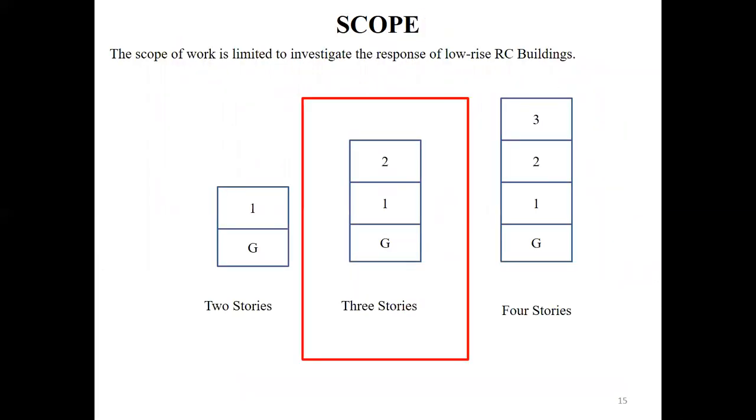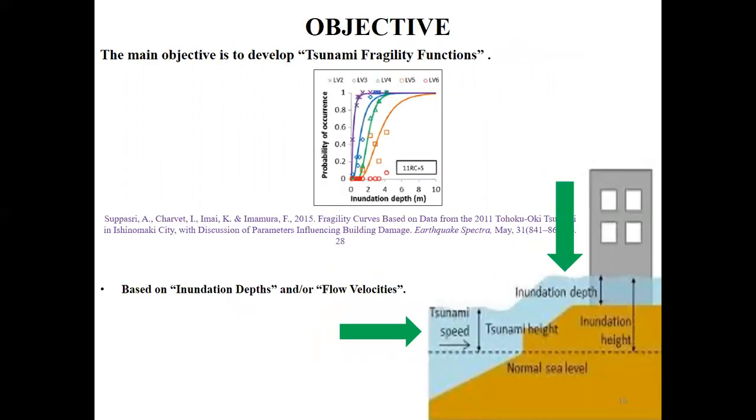The scope of work is limited to investigating the response of low-rise reinforced concrete buildings. The low-rise buildings we investigated were ground plus 3 stories. And the main objective was to develop tsunami fragility functions based on inundation depth and flow velocities.